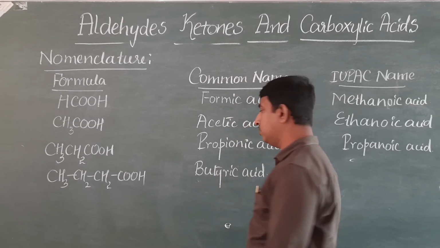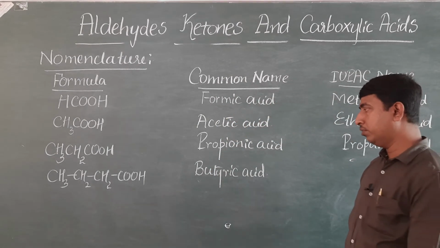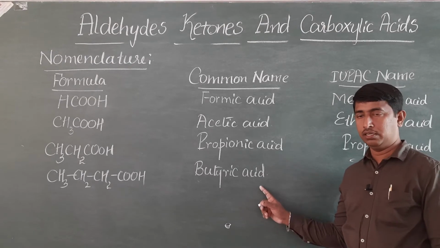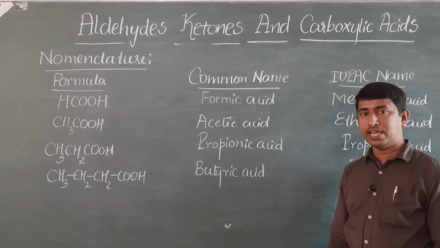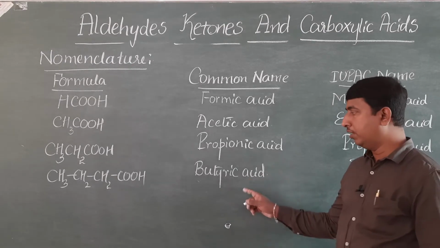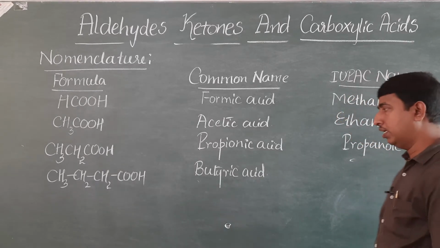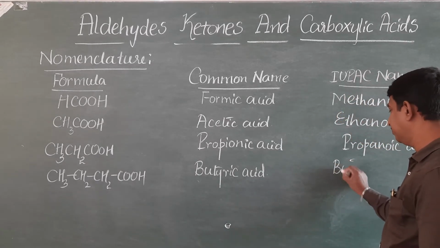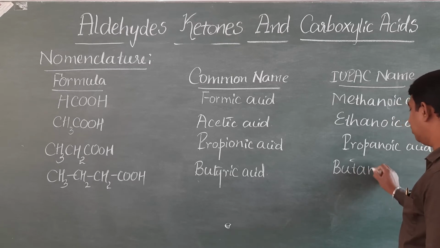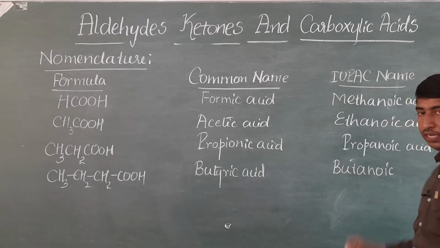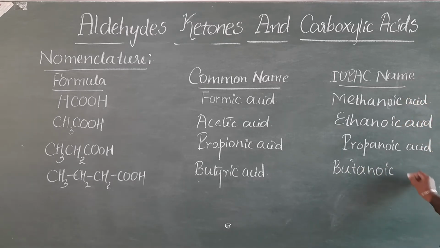Name of the acid? It is butyric acid. Butyrum means butter, so the source of butyric acid is rancid butter. IUPAC name: since the total number of carbon atoms is 4, the name of the acid is butanoic acid.